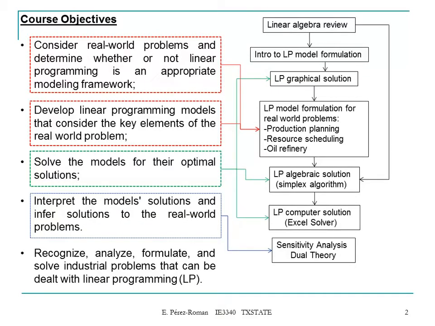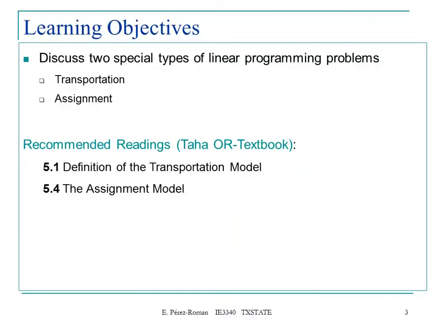I've been showing this slide a lot at the beginning of each lecture. These are the course objectives, and we are basically at the last bullet: recognize, analyze, formulate, and solve industrial problems that can deal with linear programming. Two of those problems are the transportation and the assignment problem. So the learning objective is to discuss two special types of linear program: the transportation and the assignment problem. And these are the recommended readings from your textbook, sections 5.1 and 5.4.